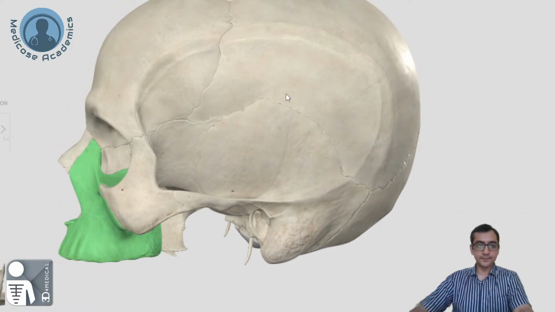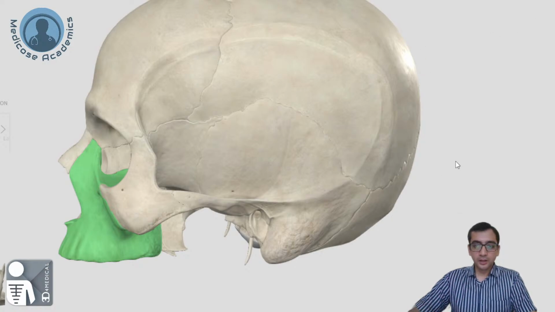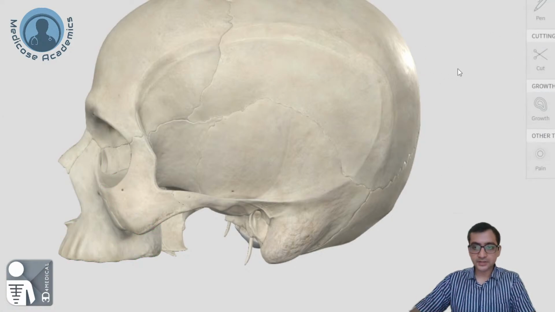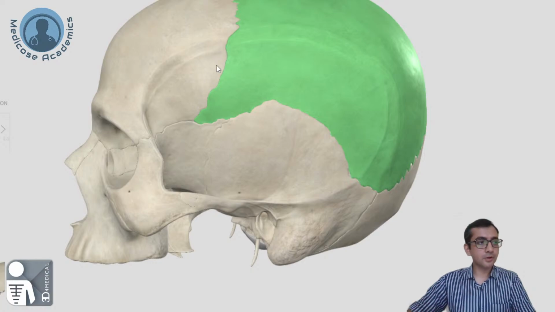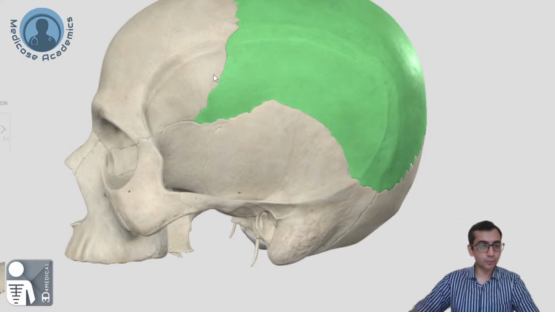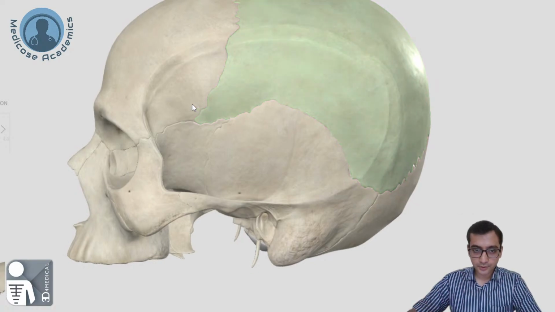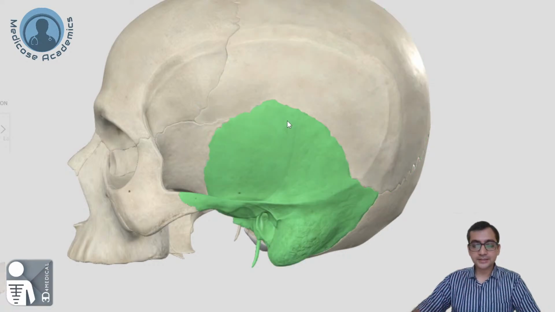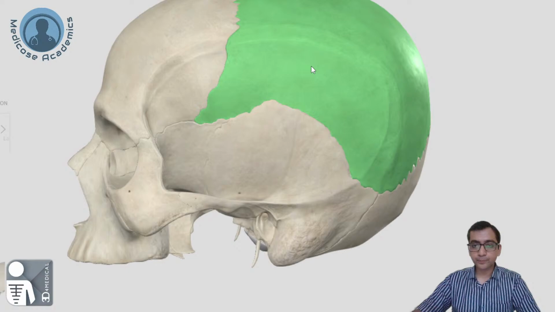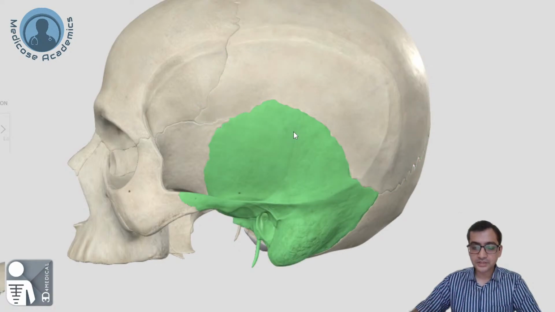So let's see what we can see. First things first, let's see the sutures between them. Here, between the frontal bone and the parietal bone is the suture you saw already in the vertical view, the Norma verticalis, that was the coronal suture. Here, this suture is present between the parietal bone and the squamous part of the temporal bone.